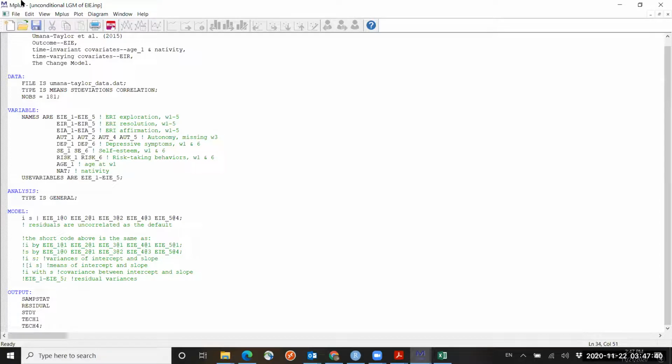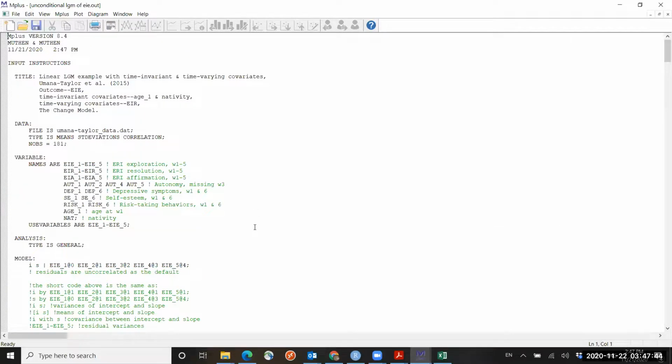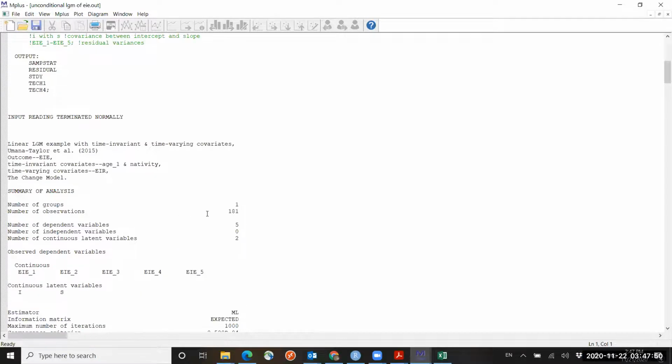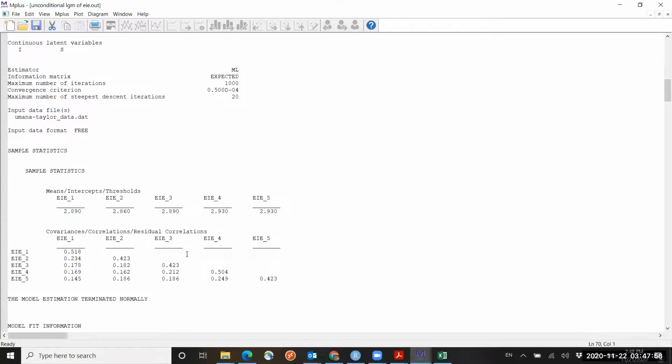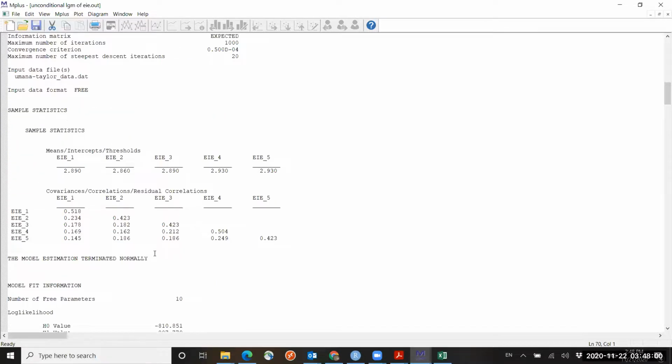So we'll run this model now and look at the results. So we have here, first it was fit with maximum likelihood with 181 observations. And let's give some descriptive statistics.